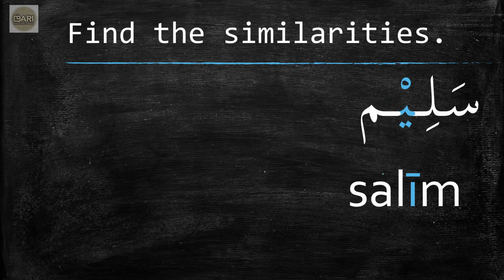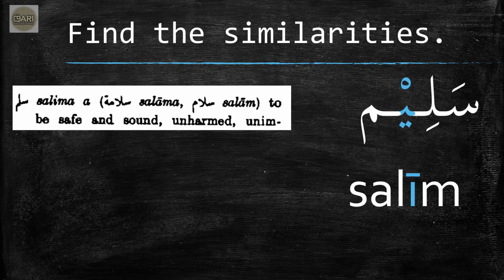So our first word here is Salim, and you can see the transliteration there. S-A-L-I, macron elongation, M for meme. So Salima is our root verb. Salama, those are our root letters. To be safe and sound, unharmed.